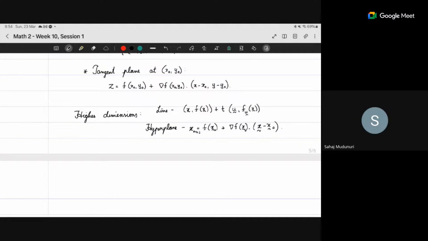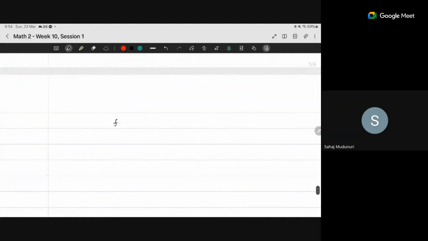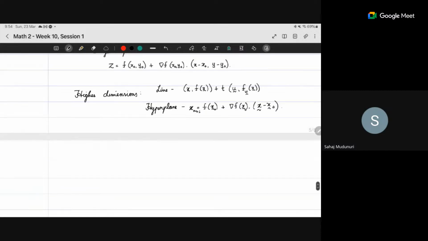So if you have a function of, let's say, one variable, then you will have x2 is equal to x1. It's actually y and x, but I'm just writing this so that you can see what's happening.